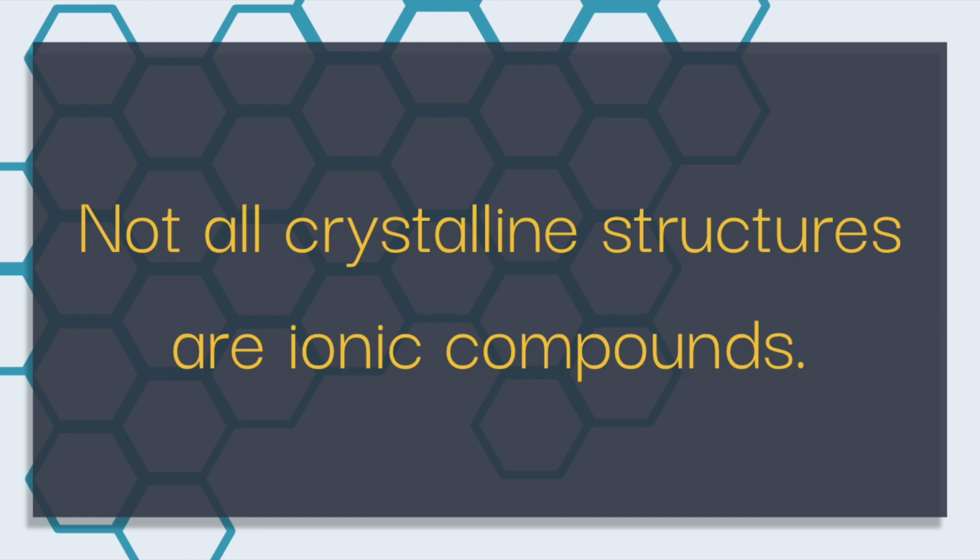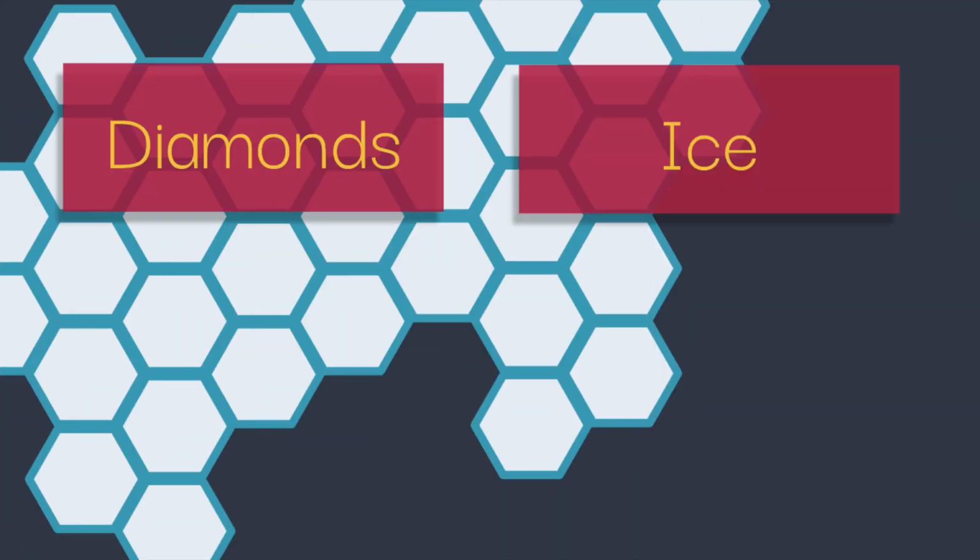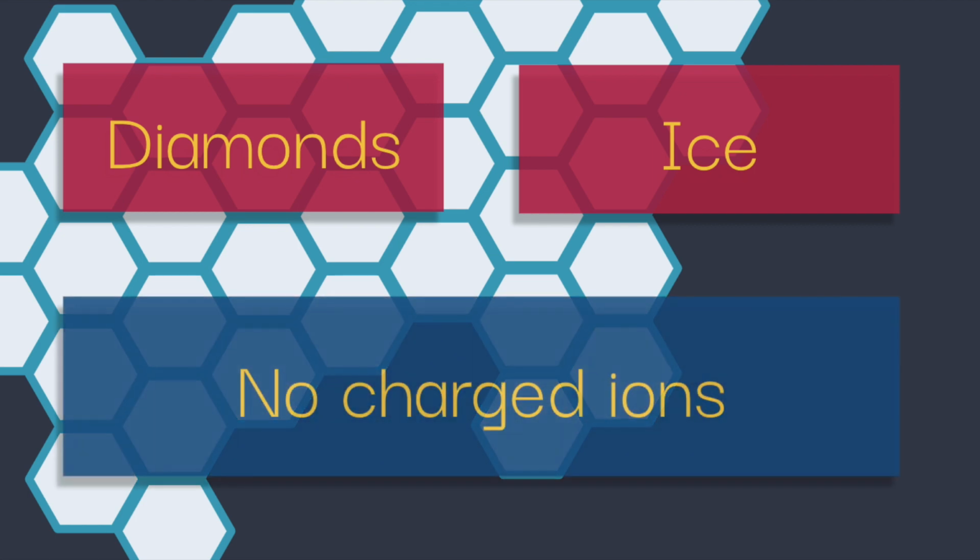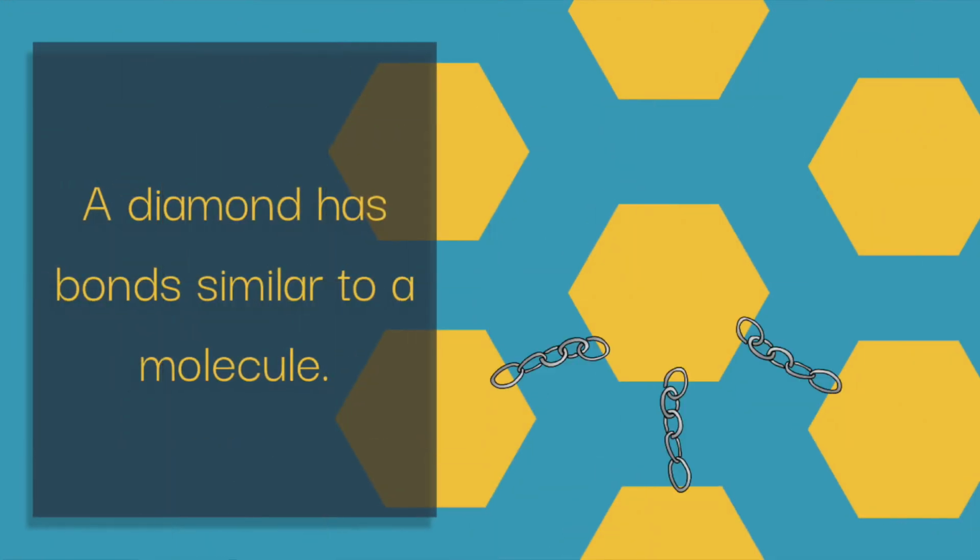Not all crystalline structures are ionic compounds. Diamonds and ice both hold the geometric shape of crystals but have no charged ions. The diamond has bonds similar to a molecule that are so strong that the diamond is the hardest of all known substances. Ice is made up of interlocking atoms. However, it only forms this crystal shape with the right temperature and pressure.